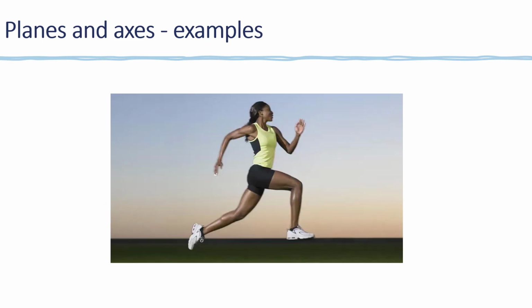What about this picture or this motion? Somebody running. What is the plane of motion and about what axis is it occurring? So this motion is occurring in the sagittal plane, and it's occurring about the mediolateral, transverse, frontal, lateral, all sorts of names. But yes, it's occurring about that transverse axis. Okay, so running happens in the sagittal plane about the transverse axis.